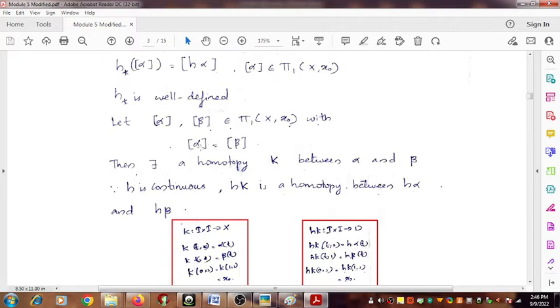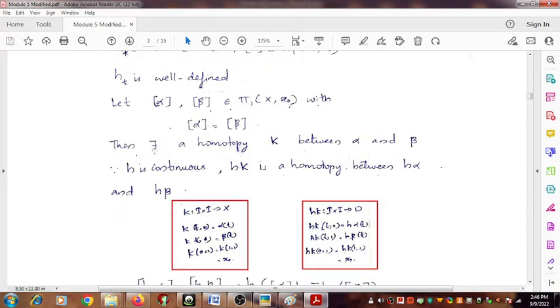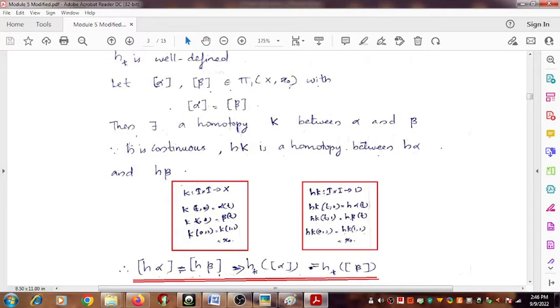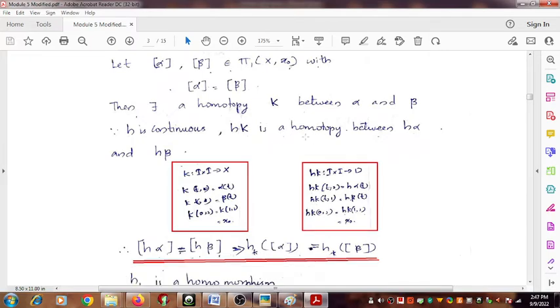So if we assume that class alpha equals class beta, then we know there is a homotopy k between alpha and beta, connecting alpha to beta, or transforming beta to alpha, satisfying the requirements of a homotopy. Since k is continuous by the definition of homotopy, and h is continuous, the composition h comma k is continuous, and it is also a homotopy between the loops h alpha and h beta. For that you have a simple verification.